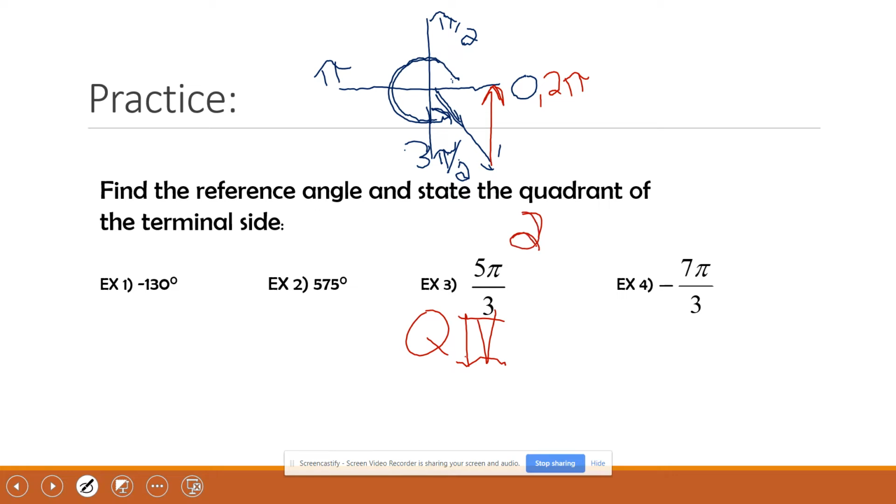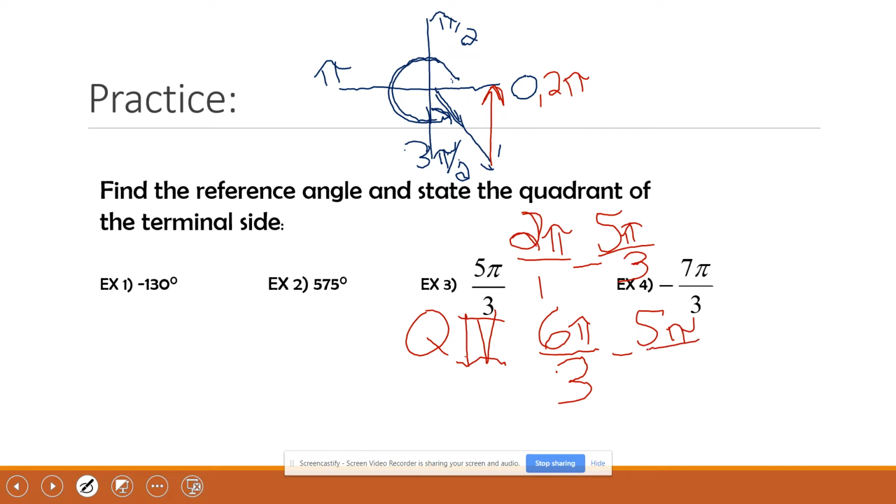So we're doing 2 pi minus 5 pi over 3 to find our reference angle. Common denominators gives us 6 pi over 3 minus 5 pi over 3, which means that our reference angle is 1 pi over 3. You could do the conversions to change those into degrees.